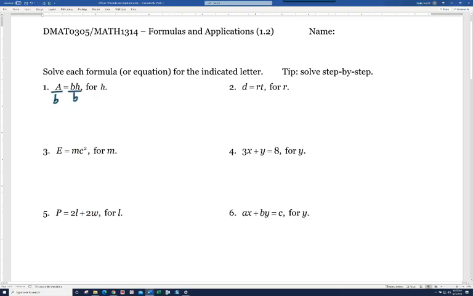Whatever we do to one side, we'll do to the other. And so our b's cancel, and we're going to be left with a over b is equal to h. Now, if you prefer, you could write this as h equals a over b. It really doesn't matter which side the h is on. All right, let's move on to the next problem. In fact, I would encourage you to go ahead and try 2 and 3 and 4.